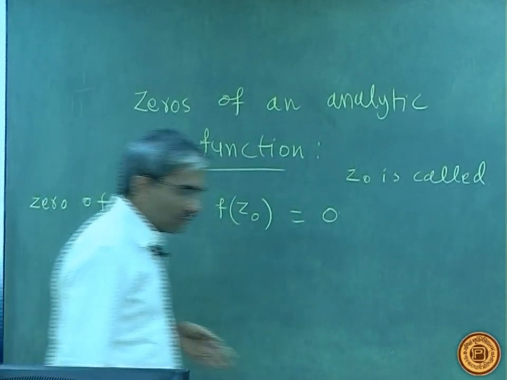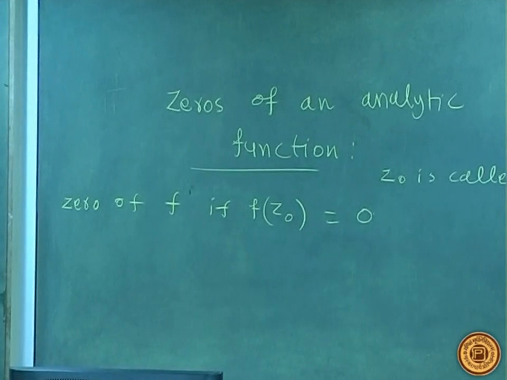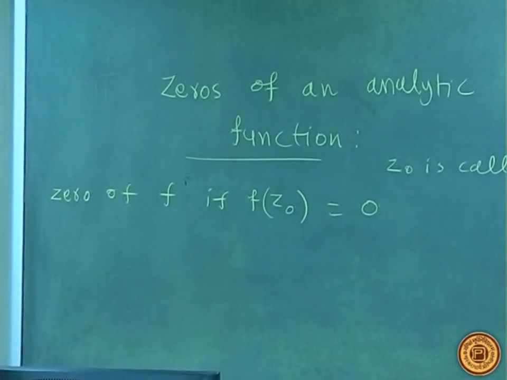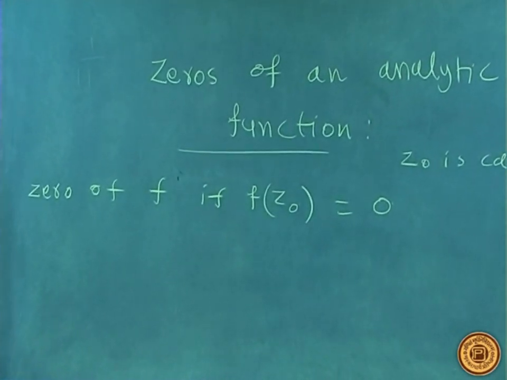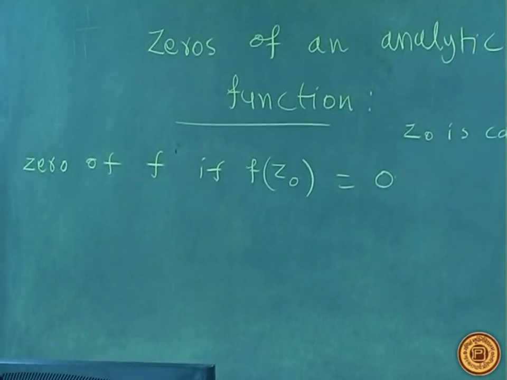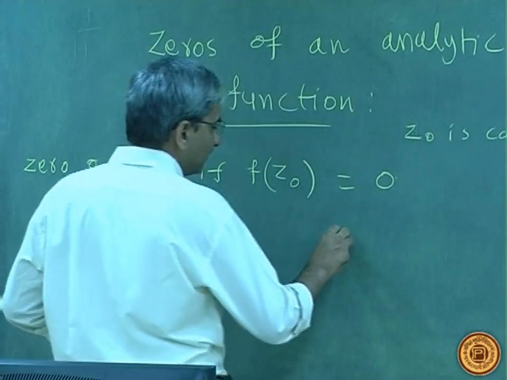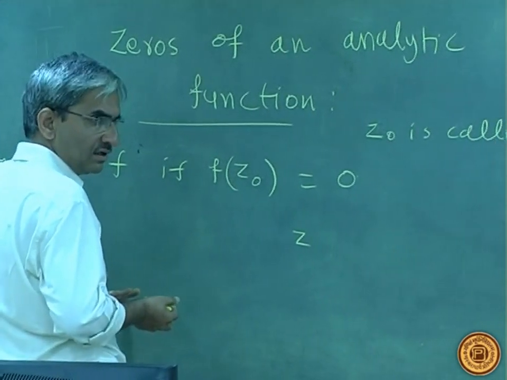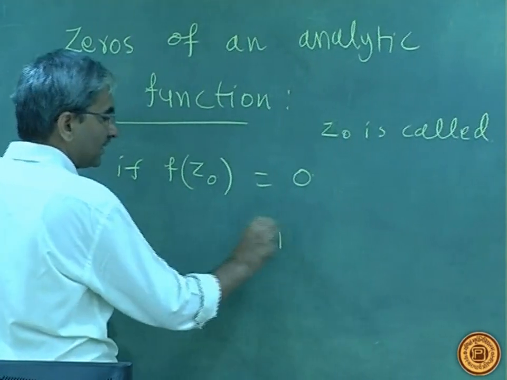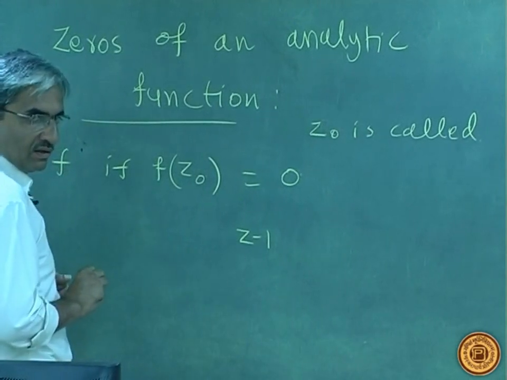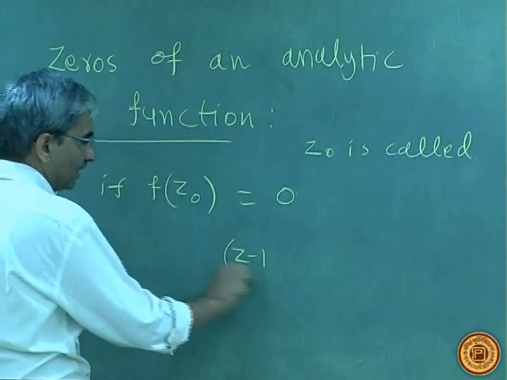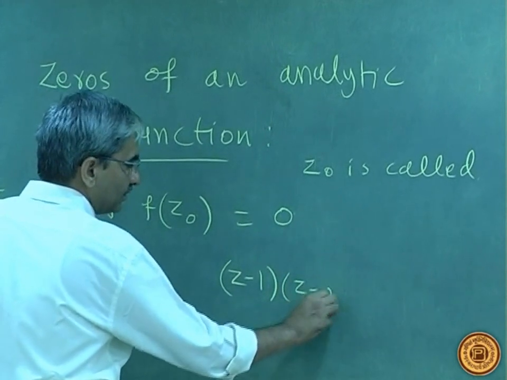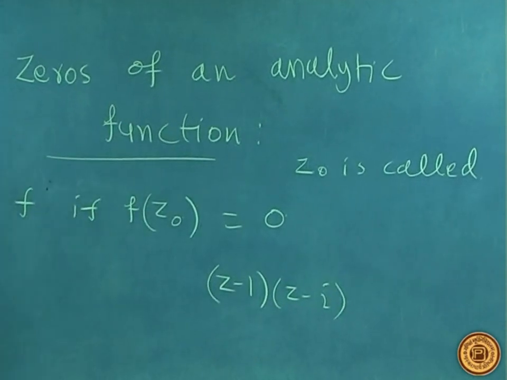Now simple types of functions that we know, where we can easily compute the zeros, are probably polynomials of lower degrees. Suppose I just write z, then z equal to 0 is a zero. Suppose I write z minus 1, z equal to 1 is a zero. So I write z minus 1 and z minus i. 1 and i are zeros.